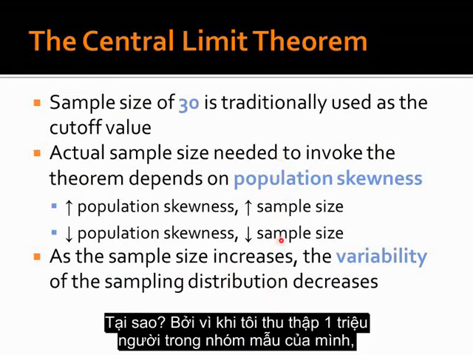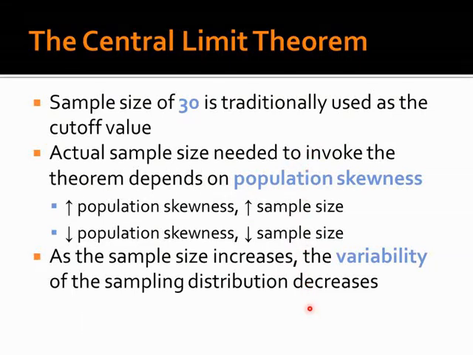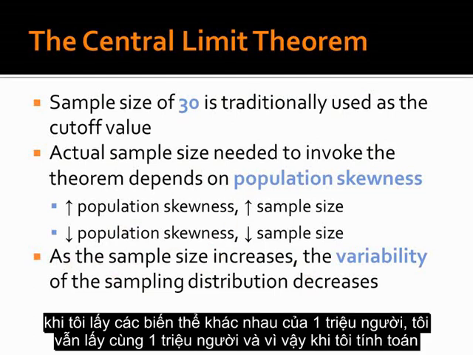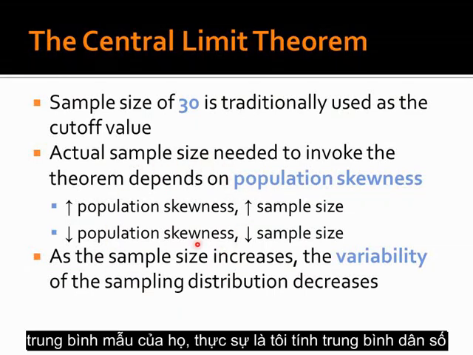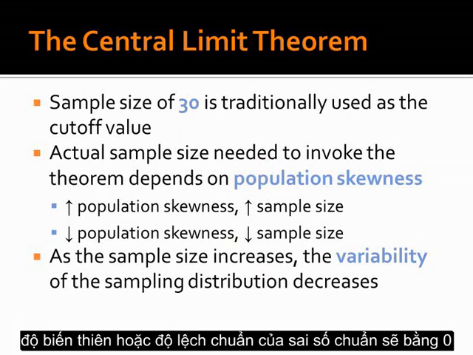Why? Because when I collect 1 million people in my sample group, where this 1 million people is actually the entire population, then as I collect different samples, how many variations of 1 million people can I take? When I take different variations of 1 million people, I'm still taking the same 1 million people, and so when I calculate their sample mean, I'm actually calculating the population mean. And so my sampling distribution is just going to be population mean, population mean, population mean. In other words, it's going to be a straight line, right? Variability, or the standard deviation, or the standard error, is going to be 0, right?